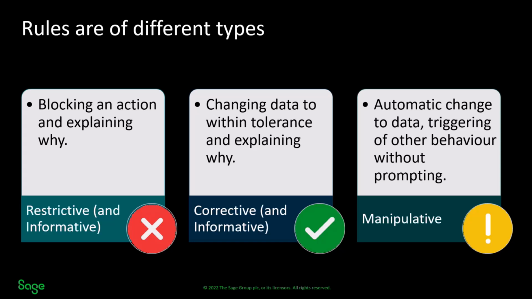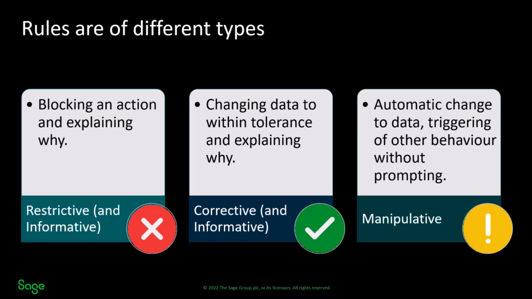The first is a restrictive rule. This is a constraint that will stop us doing something. It blocks an action. Most typically, it will block the saving of data into the system. The next is a type of rule called a corrective rule. And a corrective rule will accept the data that you're putting in, but it will change it on the way in. So if you've written something in lowercase and it needs to be uppercase, it will correct it to be an uppercase example of the data.